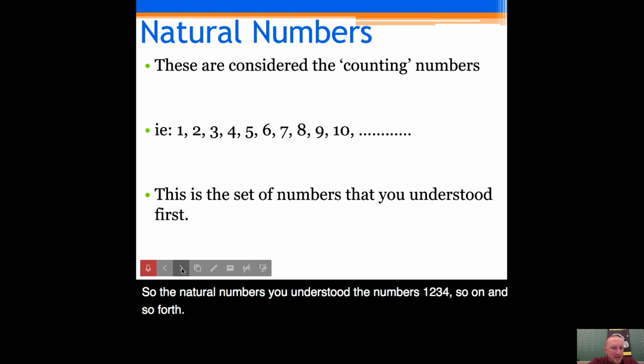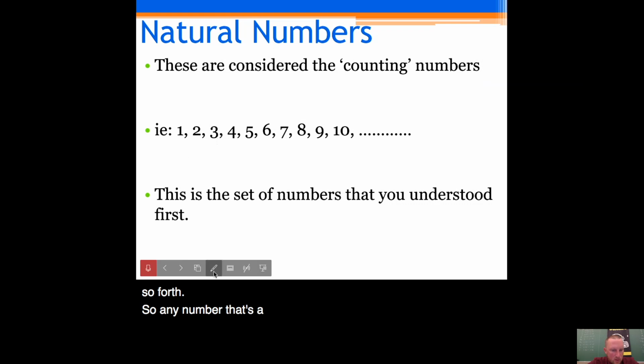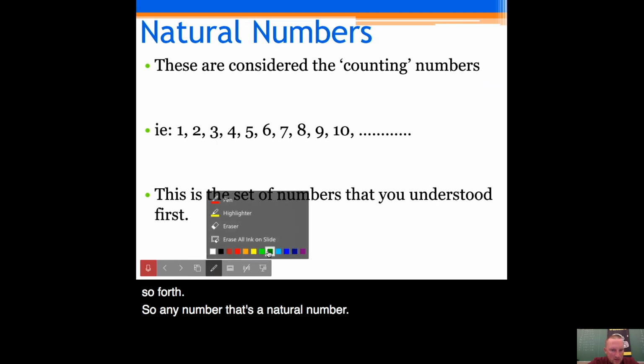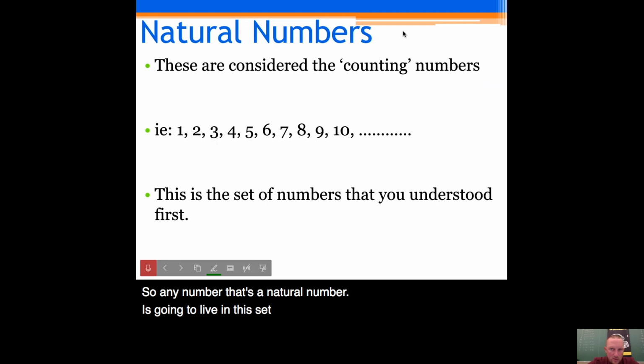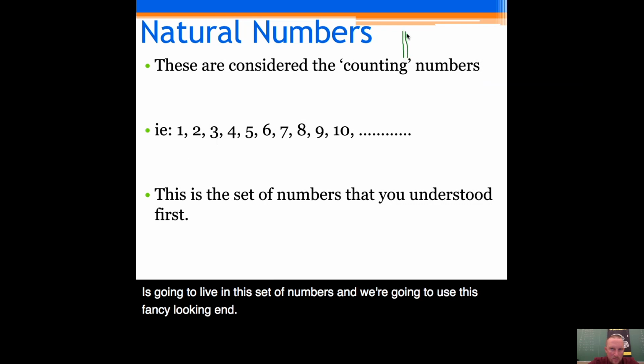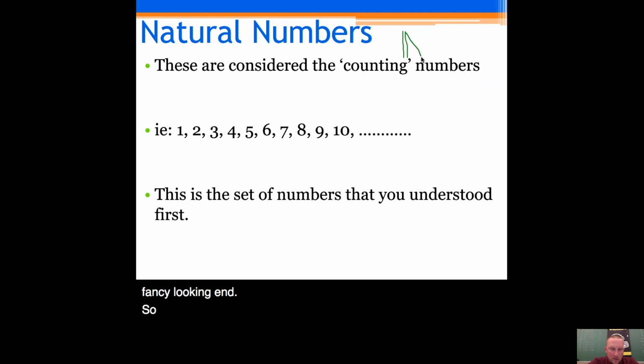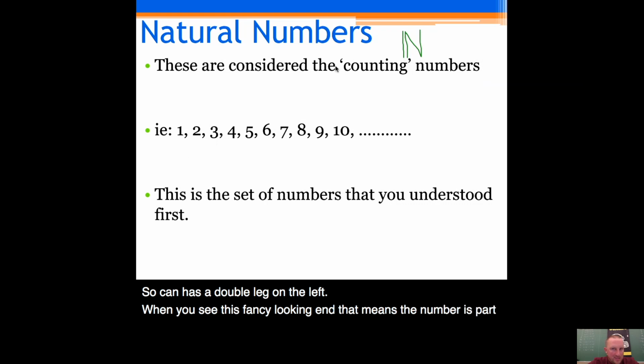So any number that's a natural number is going to live in this set of numbers, and we're going to use this fancy looking N. So it kind of has a double leg on the left. When you see this fancy looking N, that means the number is part of the natural number system.